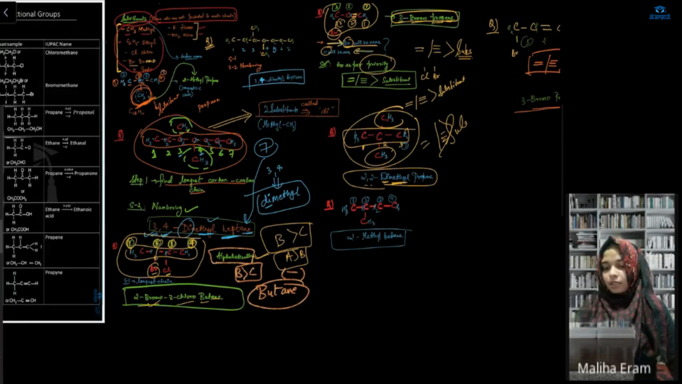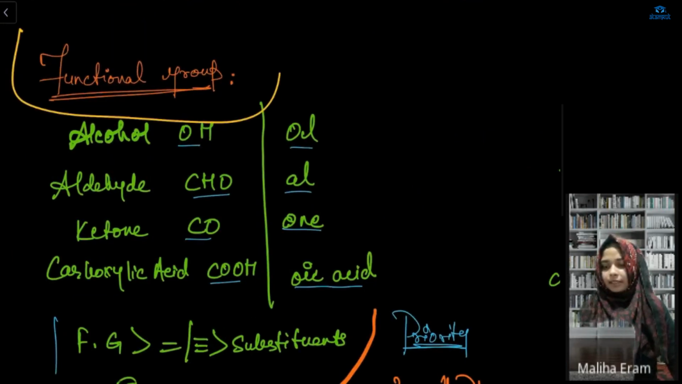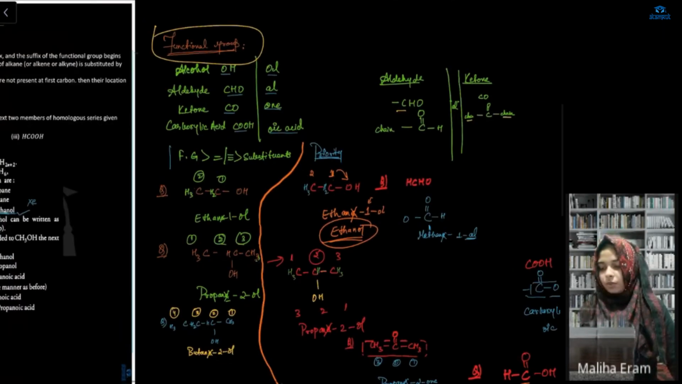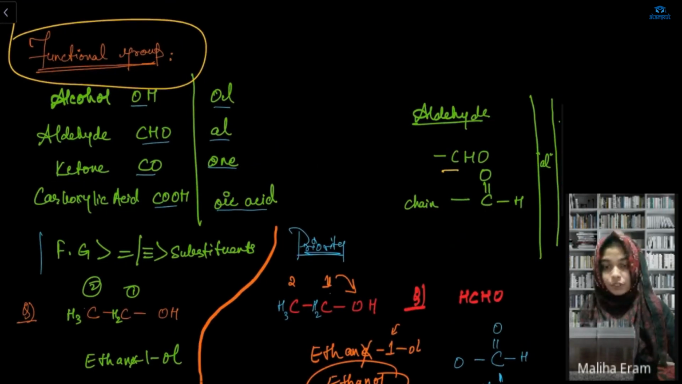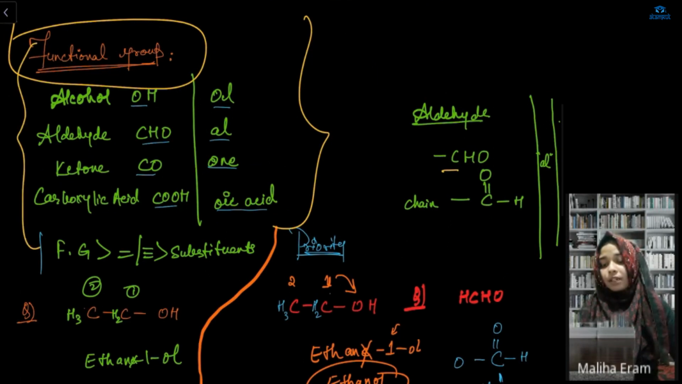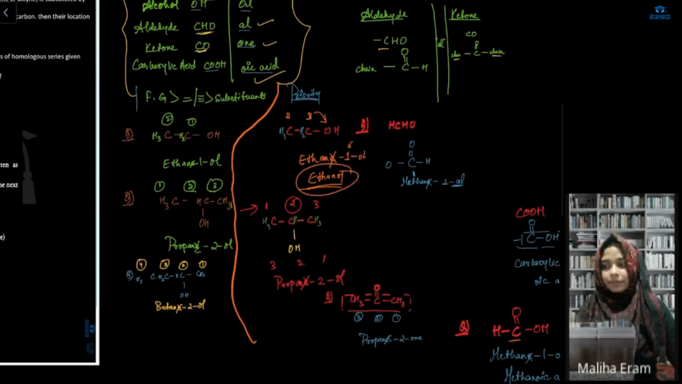Okay. And these are also some of the examples I discussed, of your functional groups. So maybe in the next lecture, we will discuss what a functional group is. But important is that you have to learn this: alcohol is OH, which is ol. Aldehyde is CHO, which is al. Ketone, CO, which is one, and carboxylic acid, COOH, which is your oic acid. So learn these, and in the next class, we will discuss all these examples.